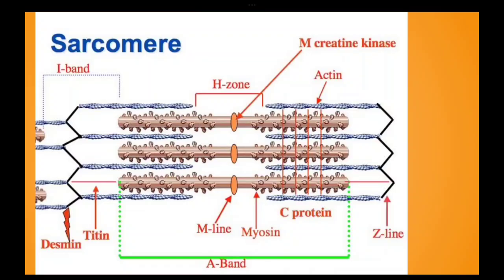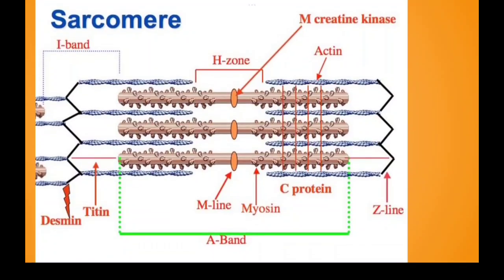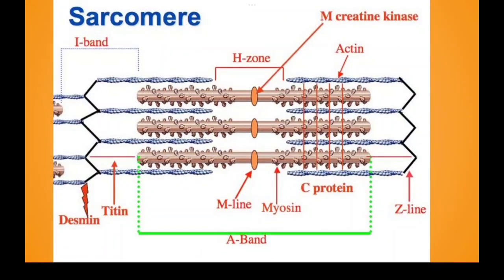And then we have the A band. The green dotted line representation shows the A band, the dark band, which consists of the entire length of the thick filaments. So the entire length of the myosin filament is seen here. The A band consists of the length of the myosin filament.